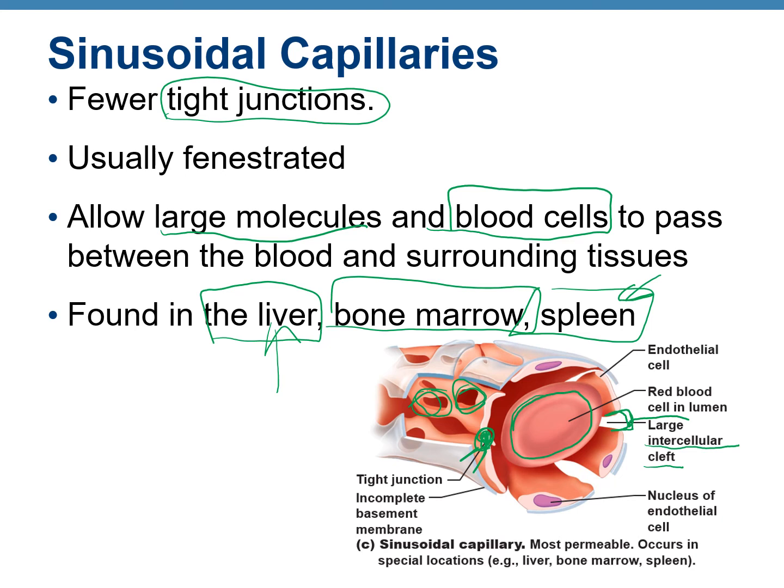So we do need large pores in the liver and the spleen. And why would we have sinusoidal capillaries in the bone marrow? This is where we form blood cells. So when blood cells are formed, they move inside capillaries to be delivered through your vascular system, cardiovascular system.